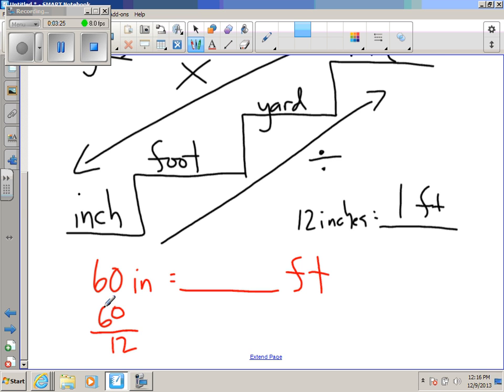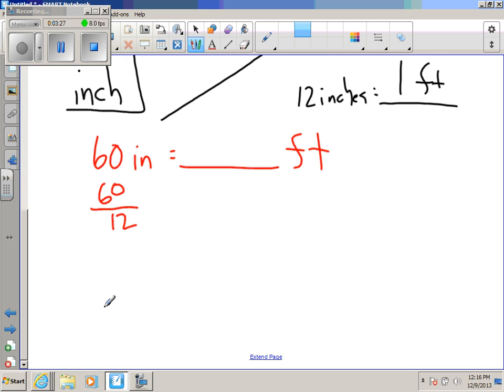12. That may look like an improper fraction. However, it's also another way in which we show division. How many times can we get 12 into 60? 5. Thanks for raising your hand, Chris. Are there any left over? So therefore, 5 feet is what this comes out to be.